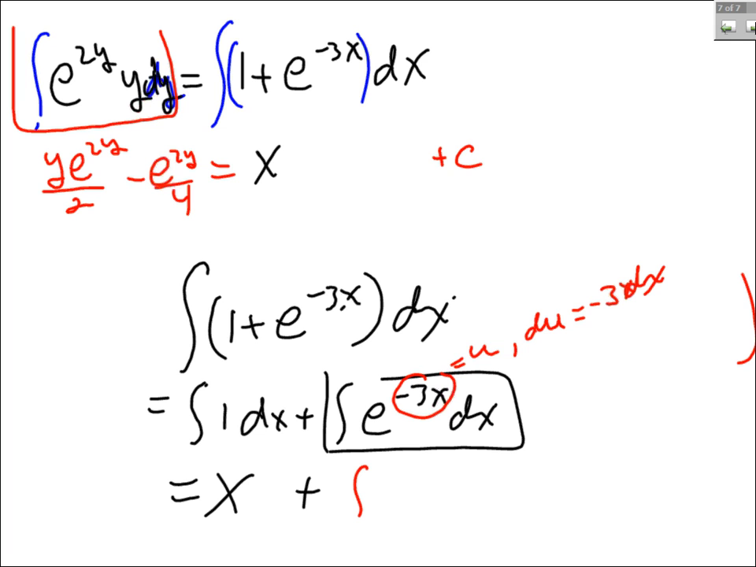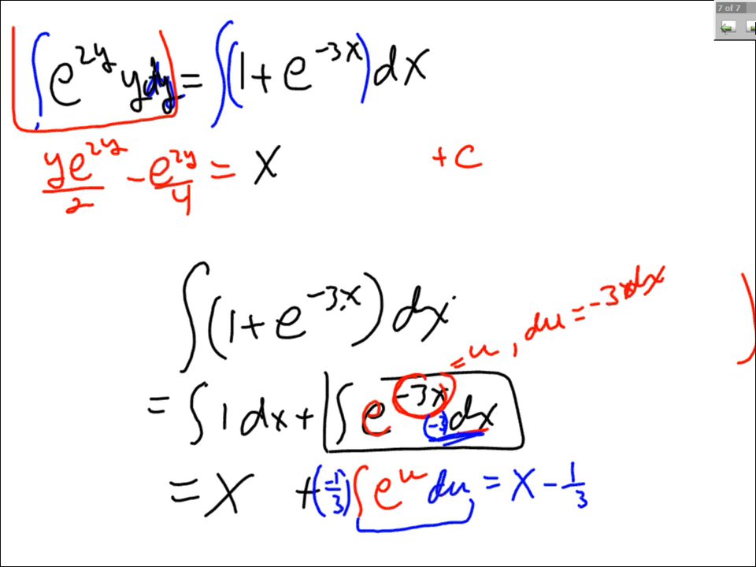So I have an integral, and I have e to the u dx. How do I write dx using du? Well, if you had a negative 3, then you can call it du. But then you have to bring out negative a third. So you get x minus a third times that integral. Because adding a negative is the same as taking away. Adding negative a third is the same as just taking away a third.